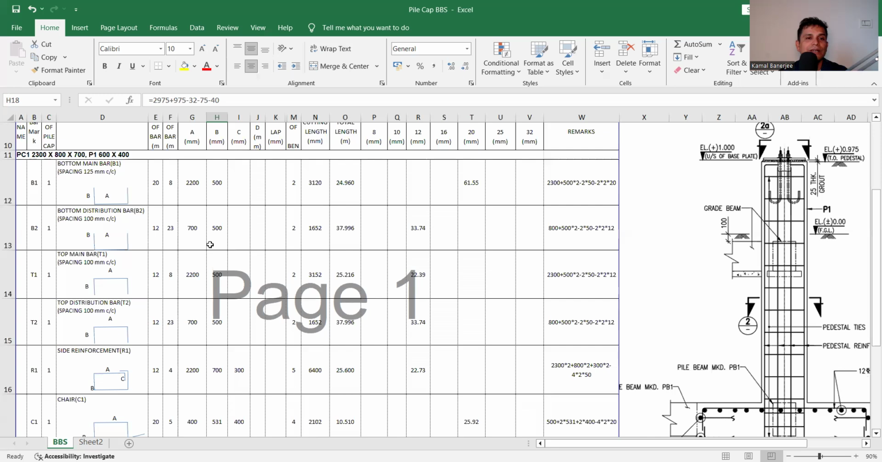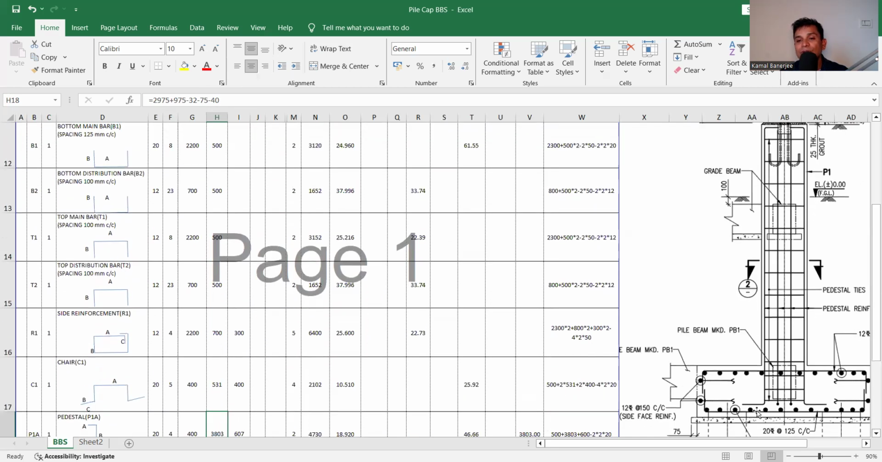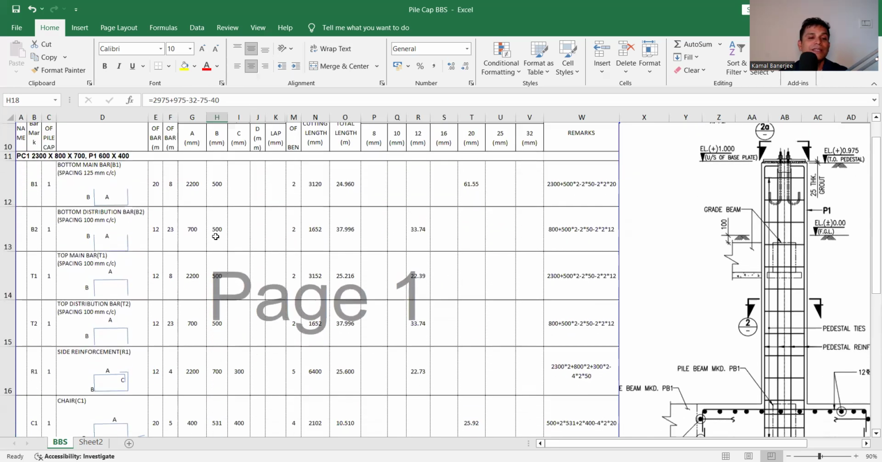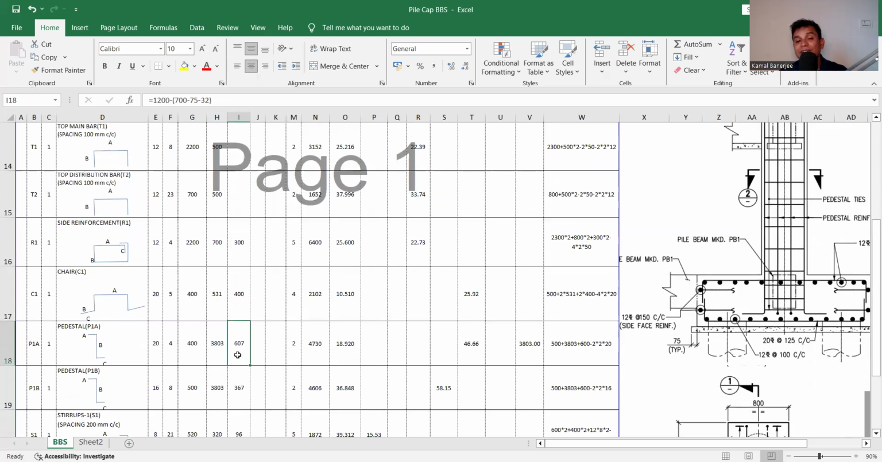So let's first calculate 2.97 plus 0.975. Then what is the clear cover? In the bottom the clear cover is 75 and the clear cover on the top is 40. So minus 75 minus 40, and then this bar will be placed on the top bottom distribution. So these two dia bar lengths will be deducted. So main bar is 20 and the distribution is 10, sorry 12. So 20 plus 12 is 32. So minus 32. In this way it is coming 3803. And now how is 600 coming?